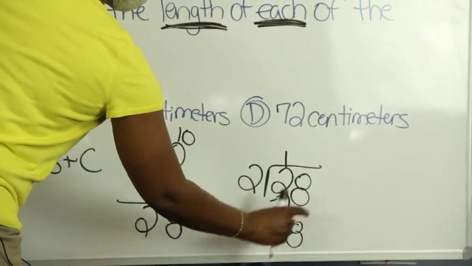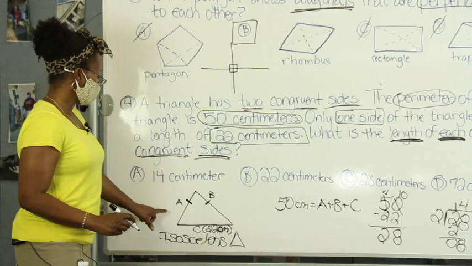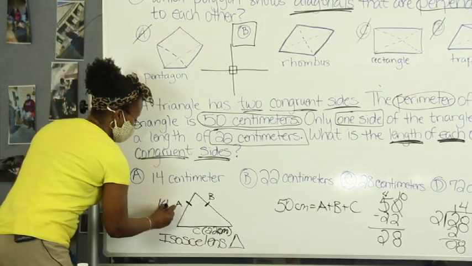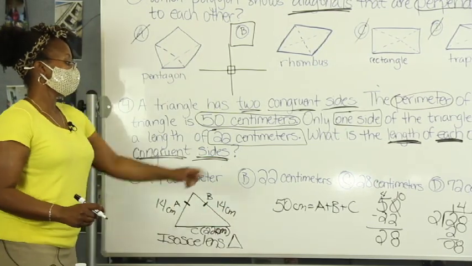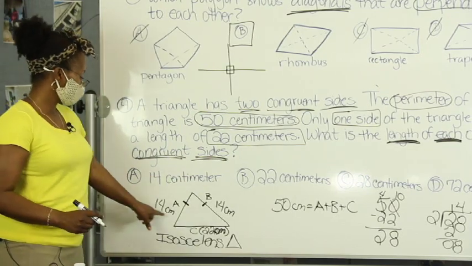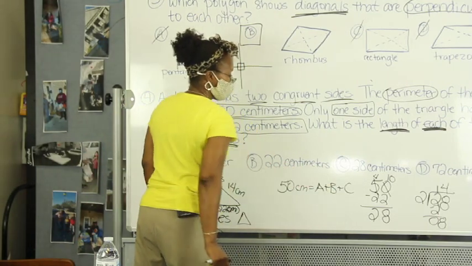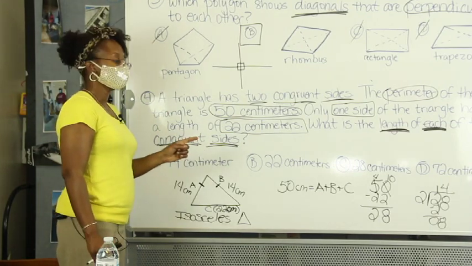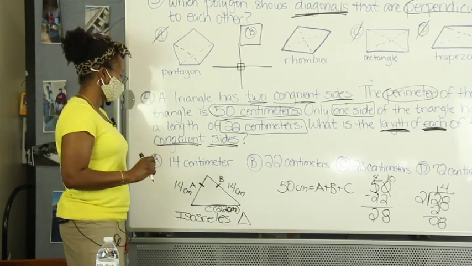How many times does 2 go into 8? 4 times. So now we know that this one has to be 14 centimeters and this one has to be 14 centimeters in order for us to come up with the 28 centimeters that's left. 50 minus 22 left the 28 centimeters, and 28 centimeters divided by 2 was 14. So each side has to be 14 centimeters.